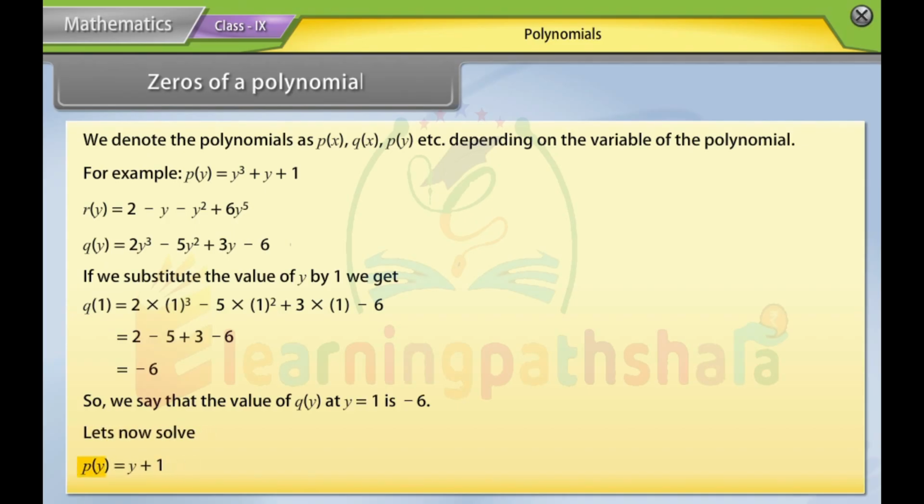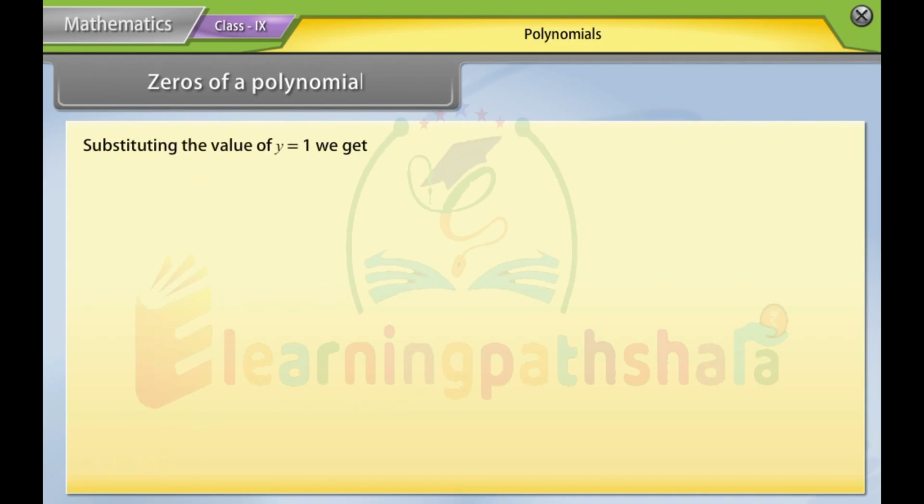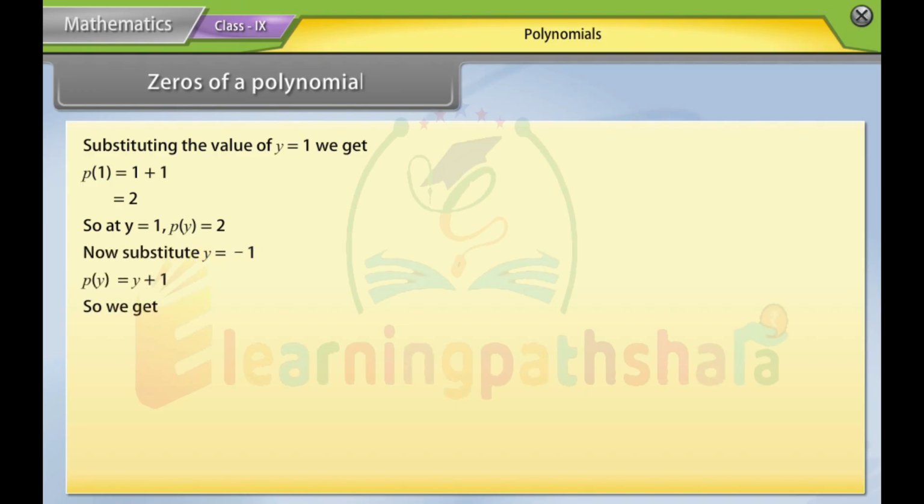Let's now solve P(y) is equal to y plus 1. By substituting the value of y is equal to 1, we get P(1) equals 1 plus 1, which is 2. So at y is equal to 1, P(y) is equal to 2. Now substitute y is equal to minus 1, we get P(minus 1), which is equal to minus 1 plus 1, which is equal to 0.